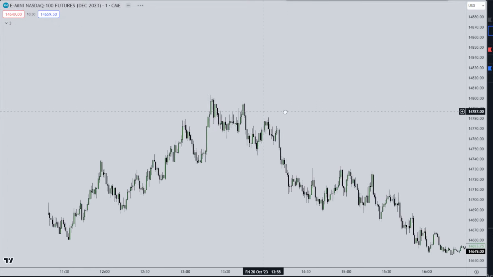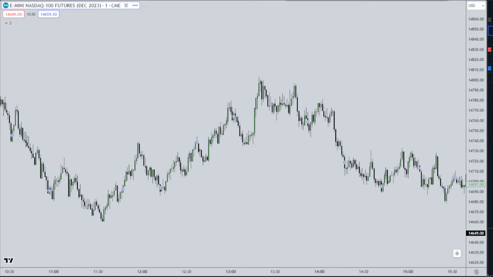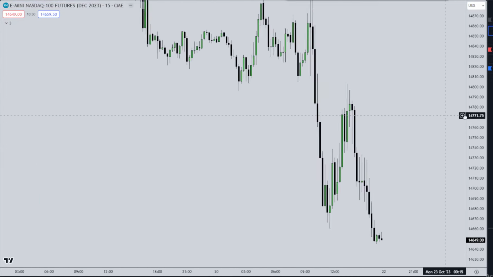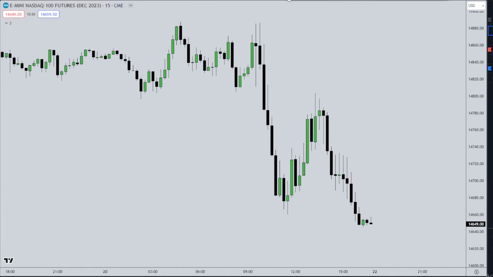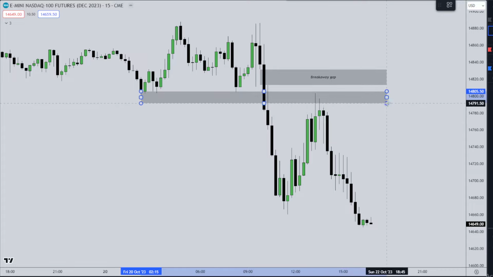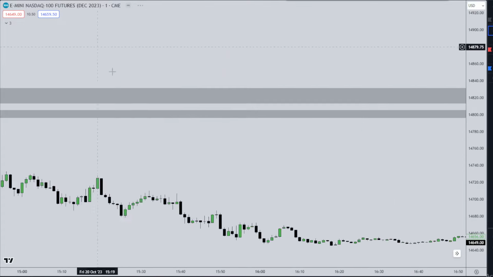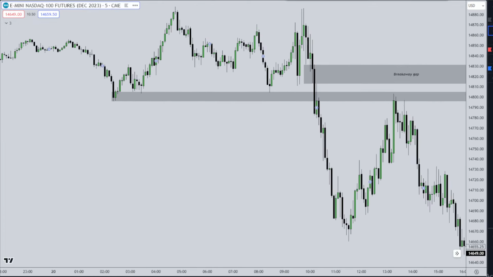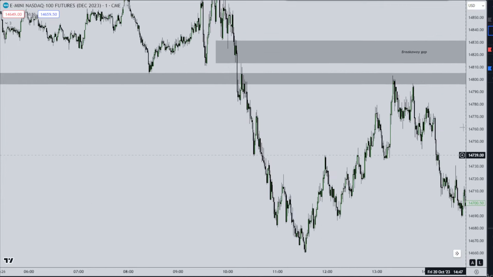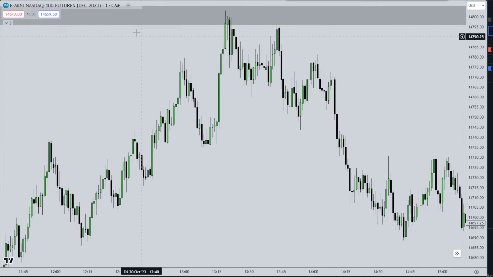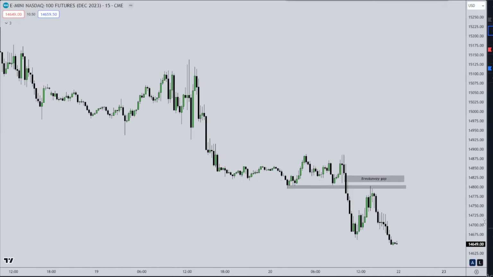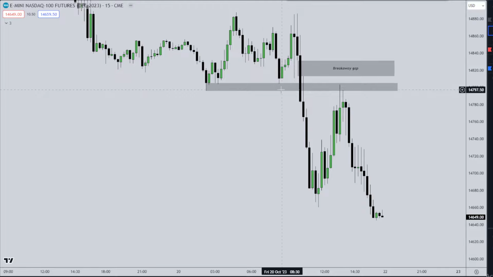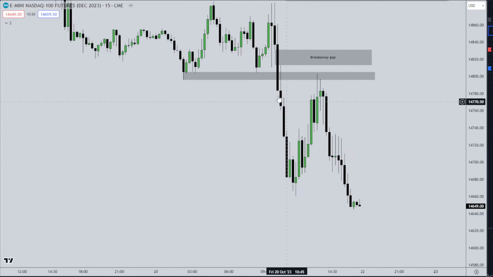Okay, so in this example, right, there is this breakaway gap here, right? And there is also this breaker slash BPR right there. All right. And higher time frame order flow, right, says bearish, right? So we should be looking for shorts.